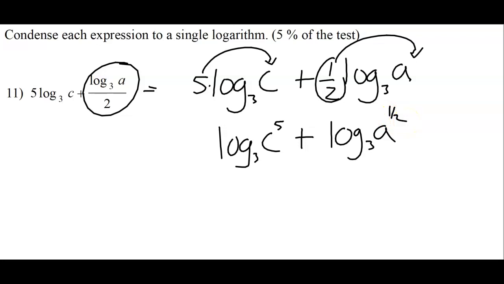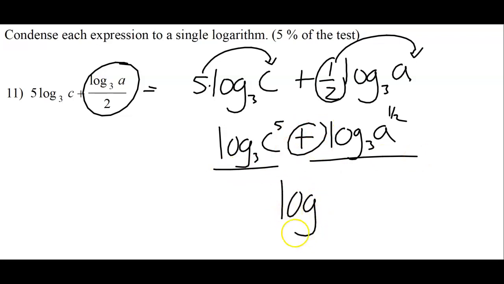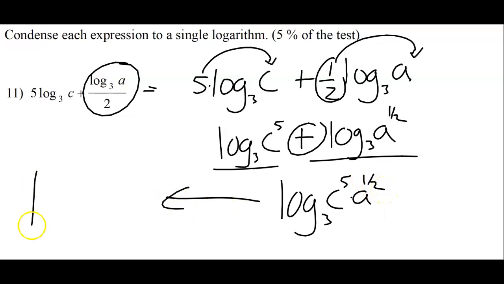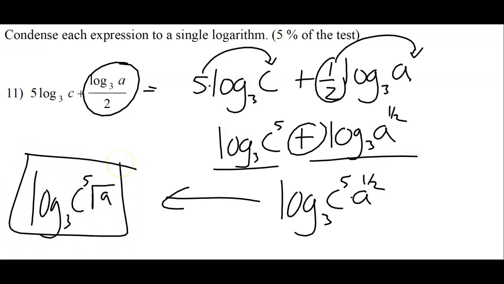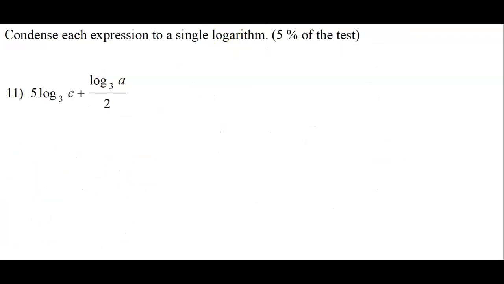And next, when you have two logs being added together, you can combine those together into a single logarithm where their arguments are being multiplied. And then finally, the half power can be rewritten as a square root. And that would be our final answer for number 11. Let's go ahead and take a look at number 12.